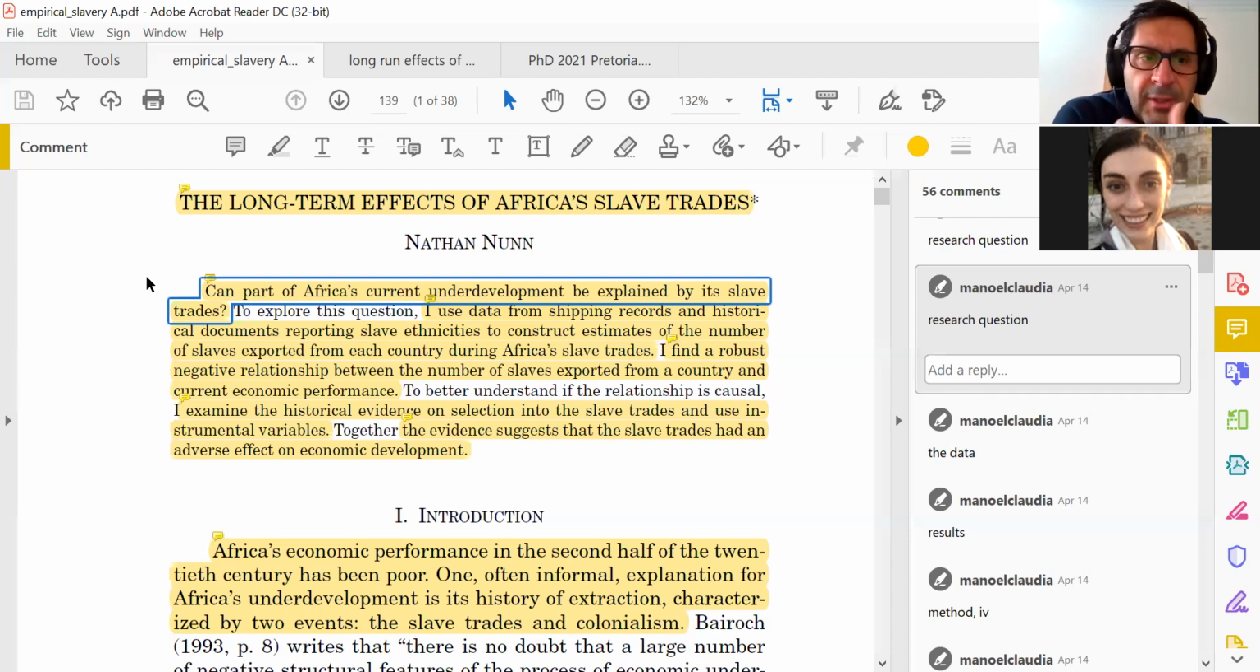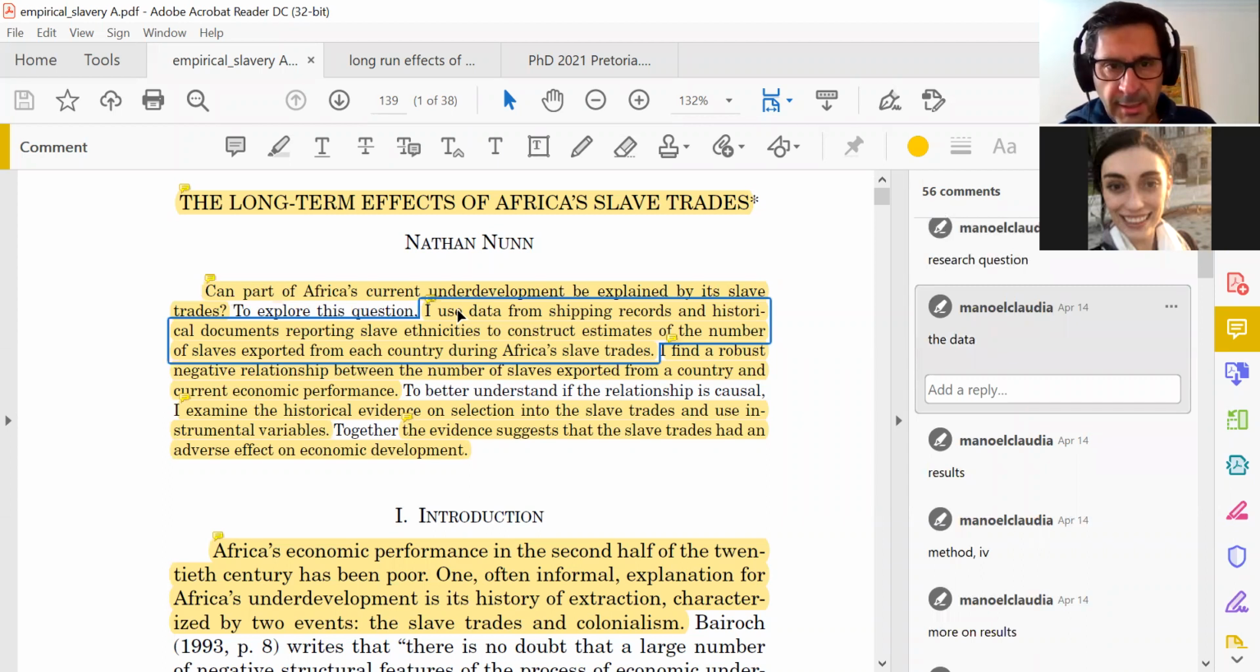Which is essentially, folks, again, he will use historical data because there are no slave trades anymore. So slave trades is something of the past, right? And he will try to use that data on the slave trades, or on the number of slaves exported, on African underdevelopment. Okay.